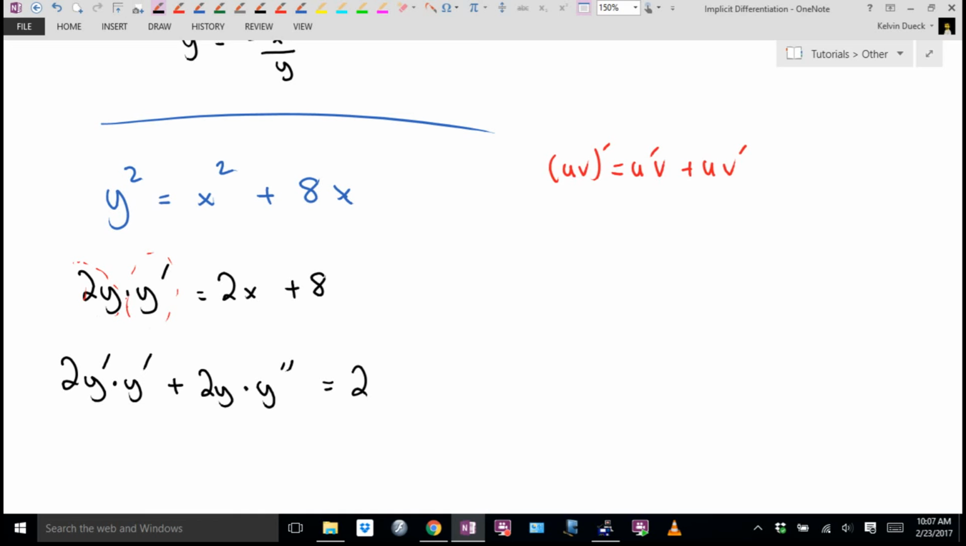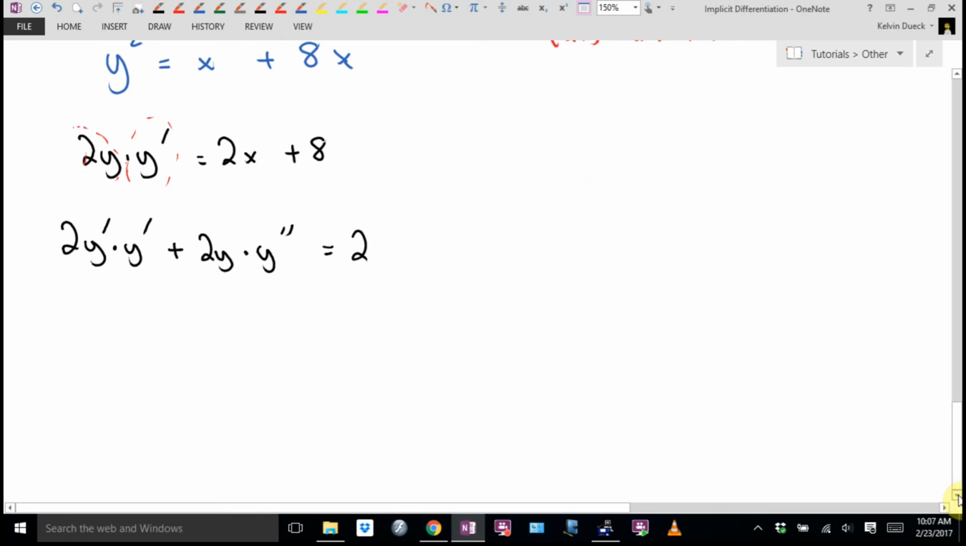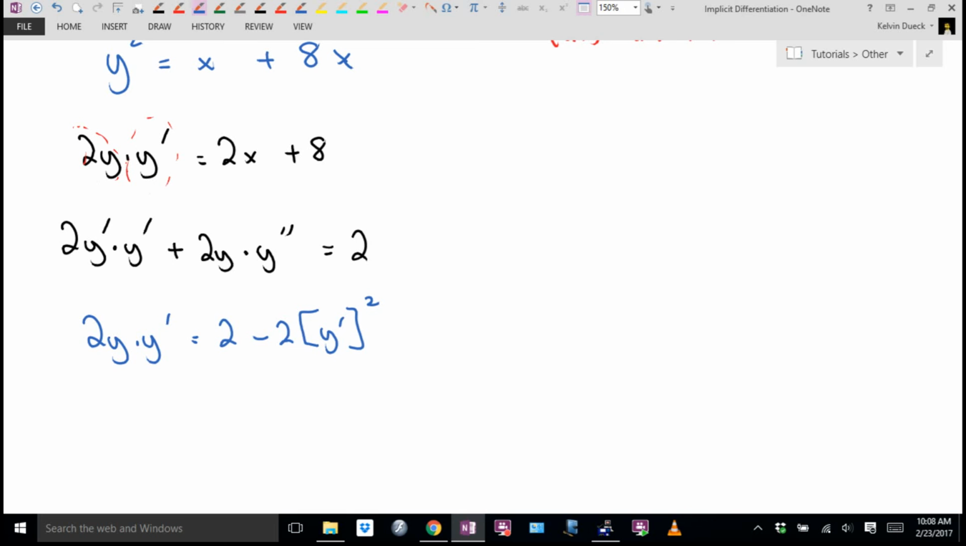This is pretty good. How would I get the y double prime by itself? Yeah, let's do that first. So I'm going to have 2y times y double prime equals 2 minus 2, and I'm going to go y prime squared. I think that's a little prettier than y prime, y prime. Oh, I forgot double prime. Sheesh. There we go. I missed the second prime there.